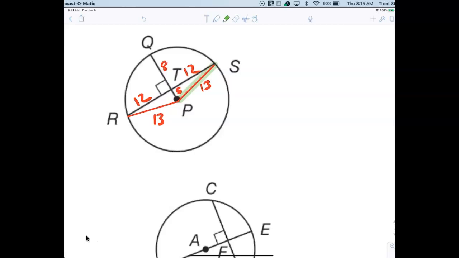How'd you get 5? Because I knew it was a triple. In geometry, remember we remember the triples. 3, 4, 5, 5, 12, 13, 8, 15, 17, 7, 24, 25. Those numbers are always used.